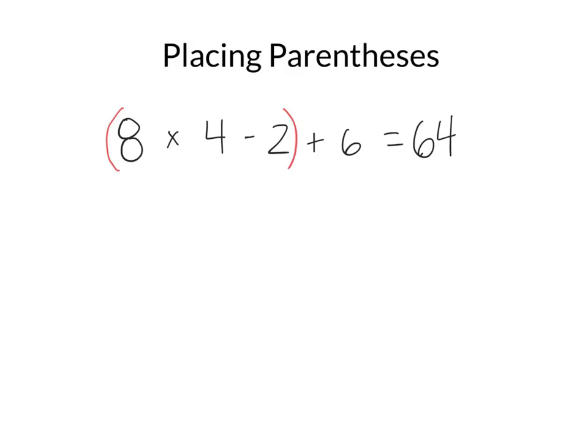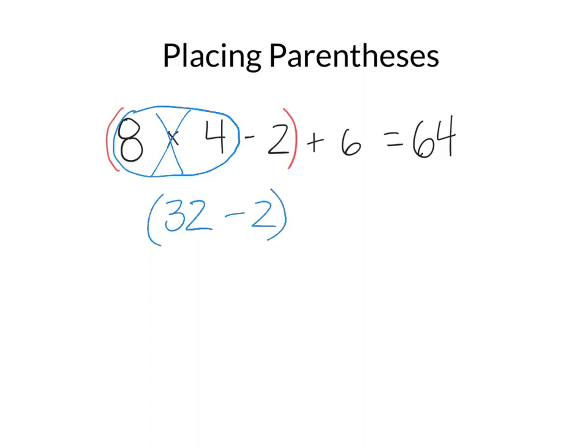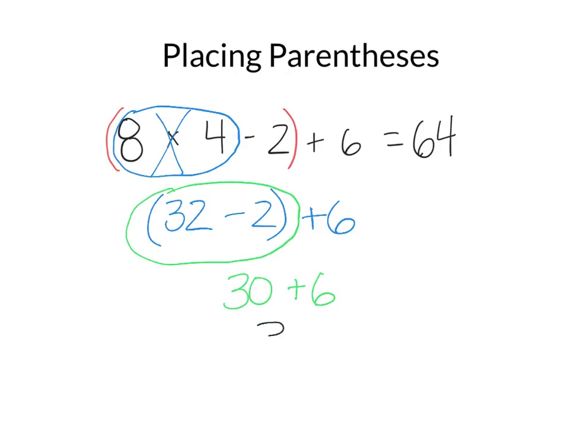So remember, inside the parentheses, I still need to follow the order of operations. So I have multiply and subtract. Multiply comes first. So I will do the 8 times 4 section first. That's 32. I still keep my parentheses because I'm not left with one number inside yet. So now I still have parentheses, so I still need to work on that. 32 minus 2 is 30. I keep everything else the same. 30 plus 6 is 36, which is not what we're looking for.